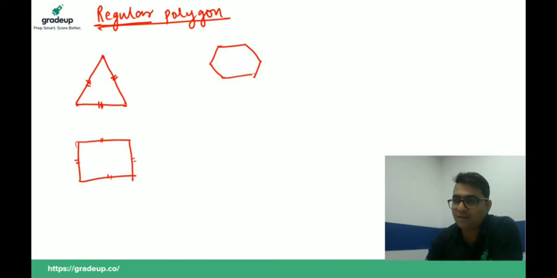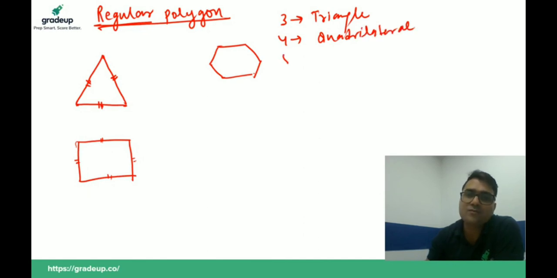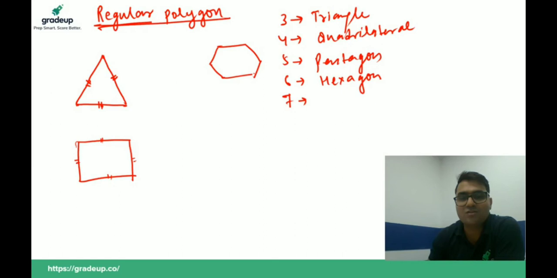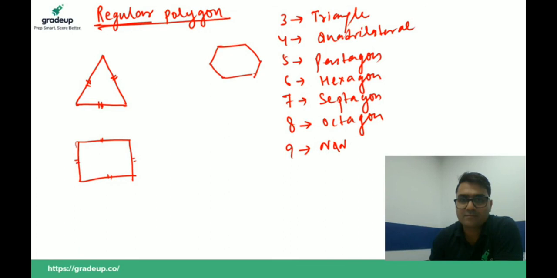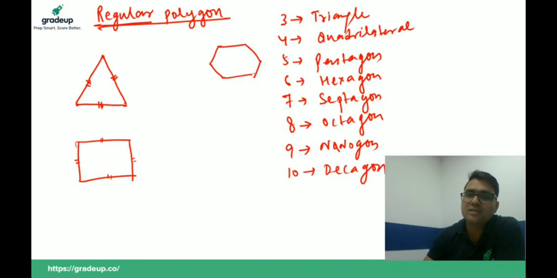No, polygon does not mean 5 sides. If a polygon has 3 sides, this is called a triangle. If it has 4 sides, this is called a square, rectangle or quadrilateral. 5 sides is a pentagon, 6 sides a hexagon, 7 sides a septagon, 8 sides an octagon, 9 sides a nonagon, and 10 sides a decagon. These are the names according to the number of sides.